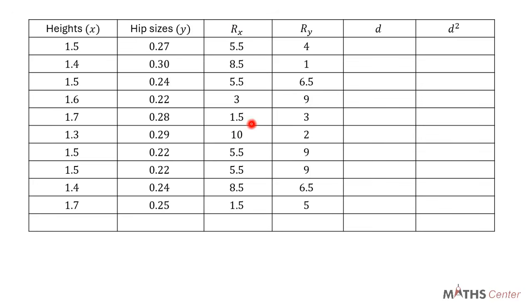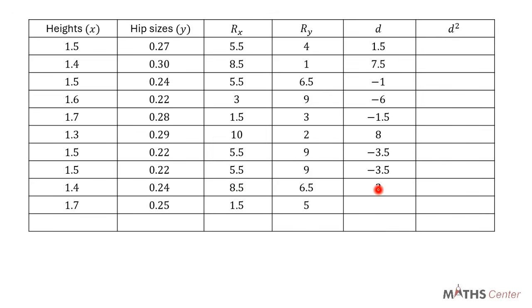Now we have our Rx values and our Ry values. And so we can find the D values. D is equal to Rx minus Ry. 5.5 minus 4 gives us 1.5. 8.5 minus 1 gives us 7.5. 5.5 minus 6.5 gives us negative 1. 3 minus 9 gives us negative 6. 1.5 minus 3 gives us negative 1.5. 10 minus 2 gives us 8. 5.5 minus 9 gives us negative 3.5. 5.5 minus 9, negative 3.5.